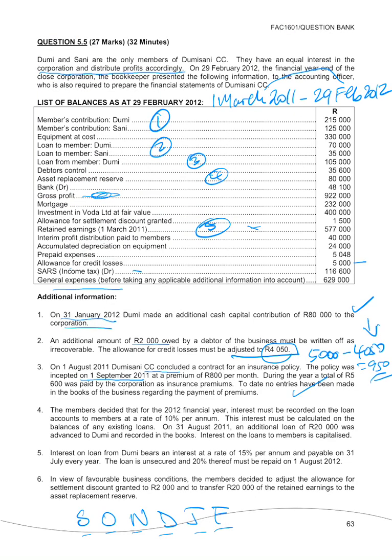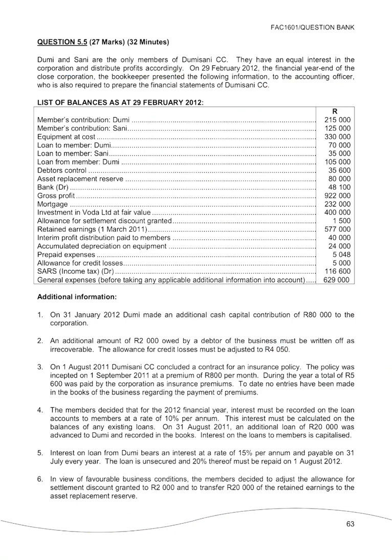Right, so we are done there. Then number 4. Number 4, they are saying that the members decided that for the 2012 financial year, the interest must be recorded on the loan accounts to members at a rate of 10% per annum. So this interest must be recalculated on the balances of any existing loans.